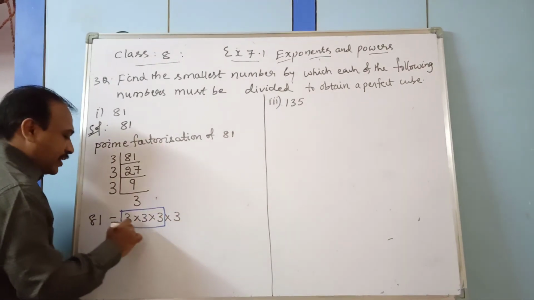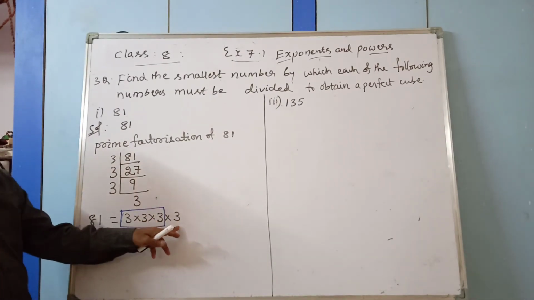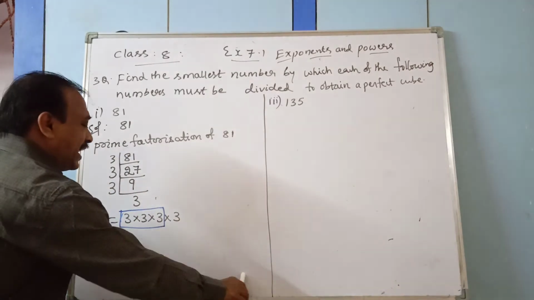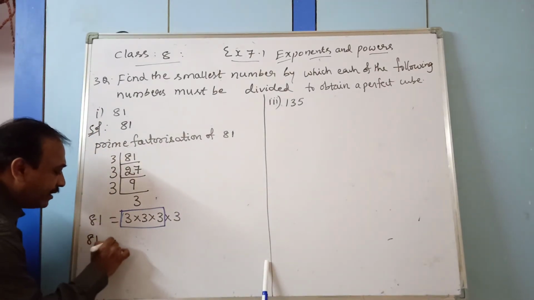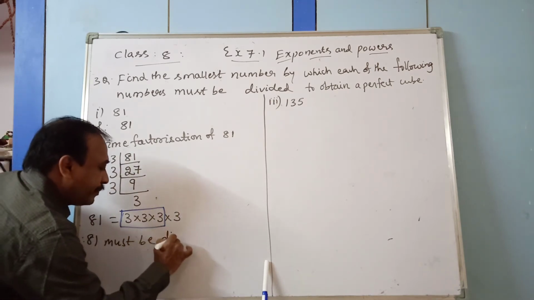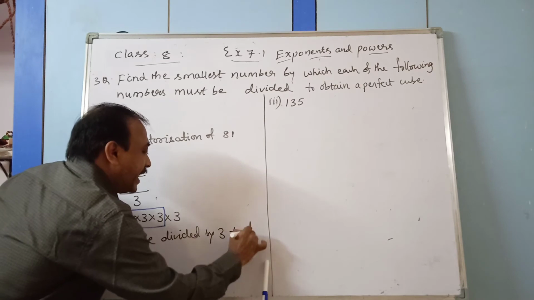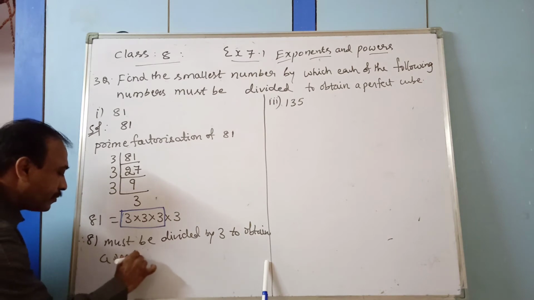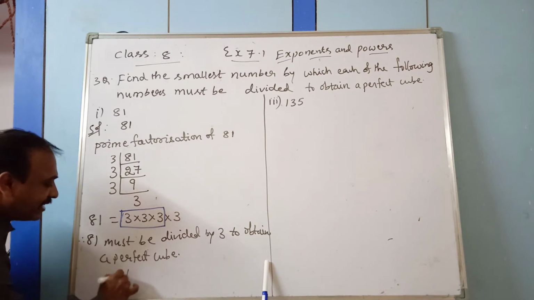So these 3 as one group. Observe it. Now which is not having a triple, this is not having the triple. So if you divide with this, then that number will be the perfect cube. So 81 must be divided by 3 to obtain a perfect cube. Now you see, if you divide 81 by 3.